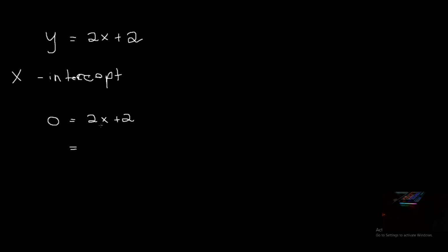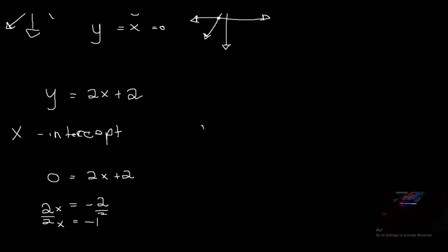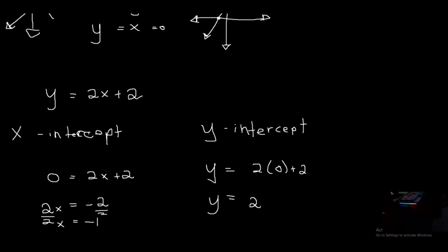Now I'm going to subtract 2 on both sides. I'm left with 2x is equal to negative 2. That will give me x is equal to negative 1 if I divide by the coefficient of x. Now I'm going to do the same thing for my y-intercept. I'm going to simply replace my x, in this case, with 0. So y is going to be 0 plus 2. That's going to give me y is equal to 2.